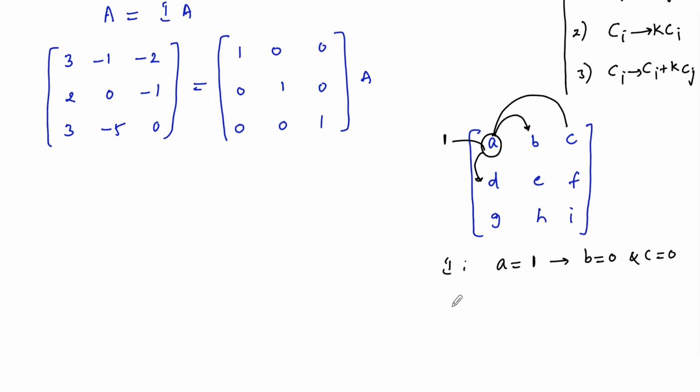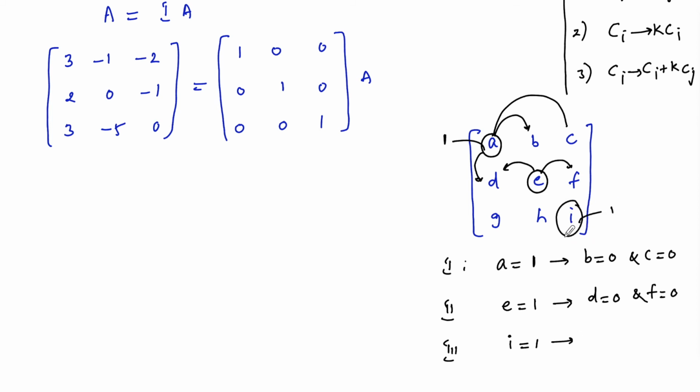Okay, and then second step, we have to come to E is equal to 1, try to make E is equal to 1, and using this E is equal to 1, we have to make the other two elements D is equal to 0 and F is equal to 0. And step 3, then we have to make I is equal to 1. By using this I is equal to 1, we have to make the remaining elements G is equal to 0 and H is equal to 0. So if you can follow this process, your problem can be solved easily, right? Okay, now let us see.